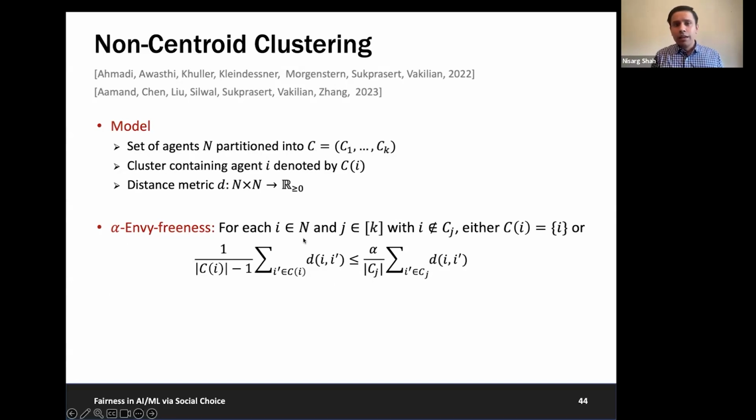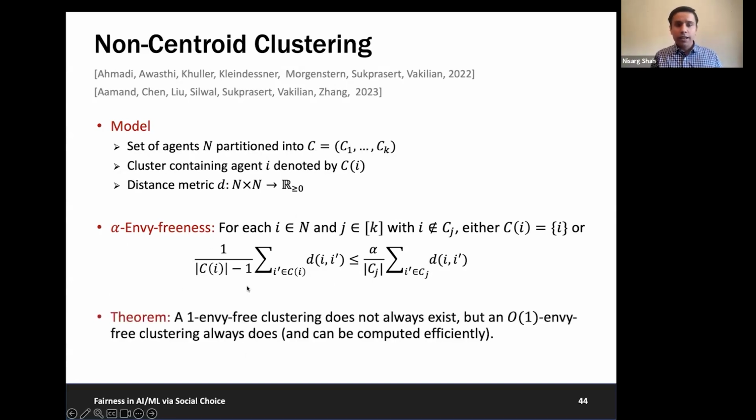Okay? Now, it turns out that an envy-free clustering like this doesn't always exist. So you need to approximate it, which is where you can put in this approximation alpha, where you say that maybe the cost that agent i has for her own cluster is higher, but not alpha times higher. Okay? And then the result from these works is that a constant approximation of envy freeness always exists.